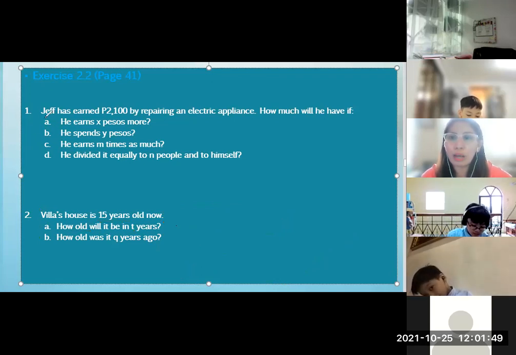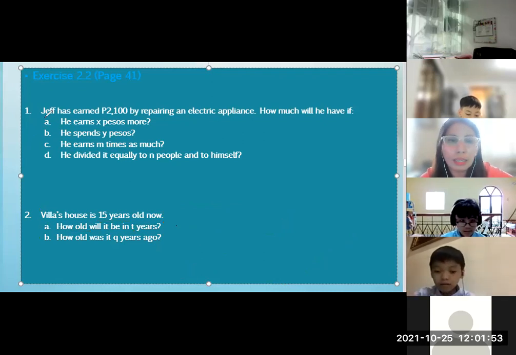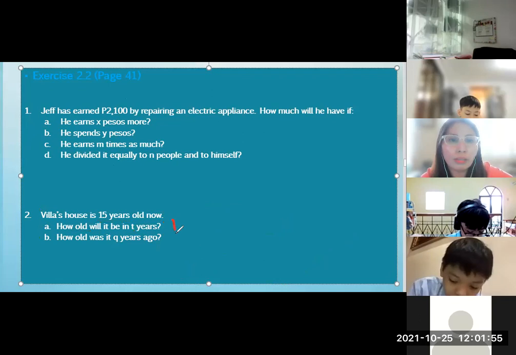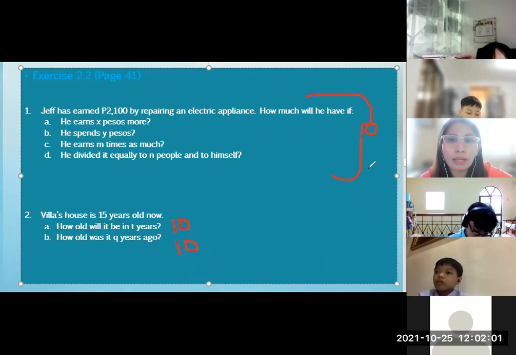So I want you to count the number of checks you have. So 10 points here and another 10 points. And then for number 1, another 10 points. So a total of 30 points.